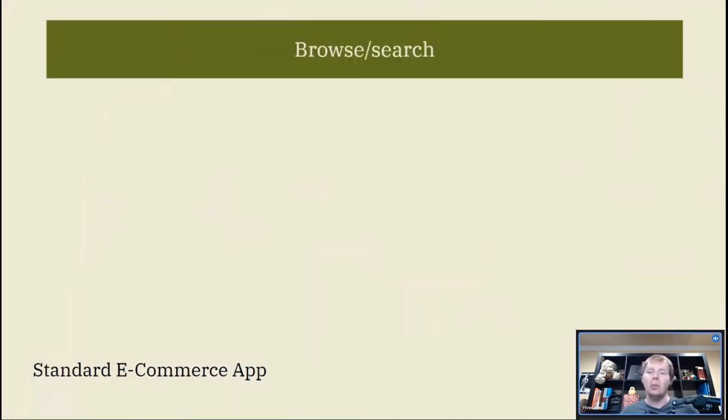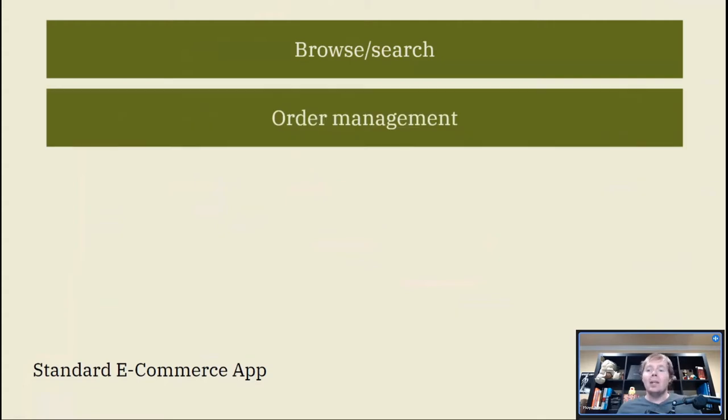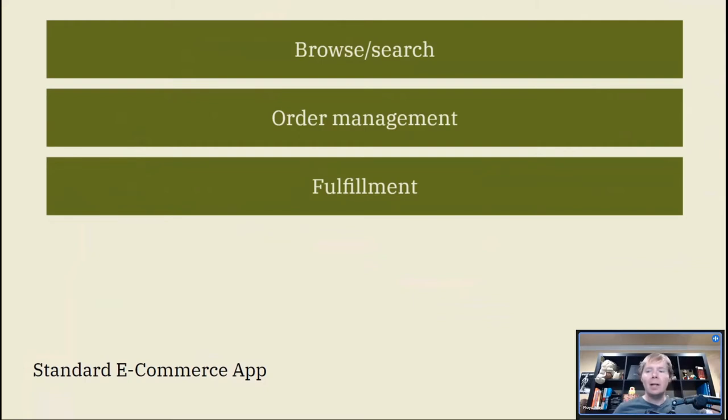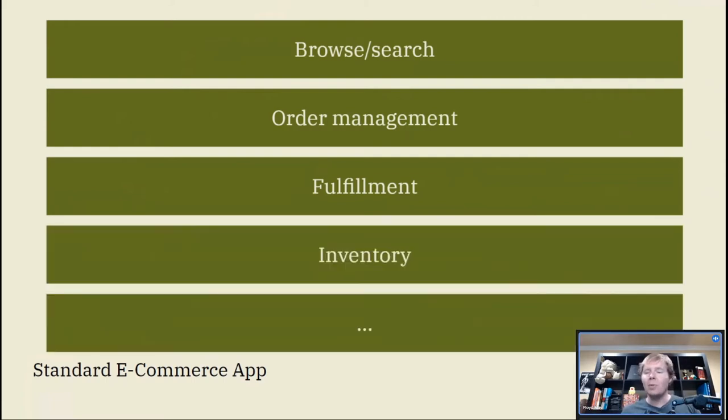So let's say we are responsible for some sort of standard e-commerce type app. You've got catalog browse, catalog search, so you're trying to find the product that you want to eventually buy. Got some order management. We're going to add some stuff to the cart, check out, do our payment information, pick what kind of shipping, pick where we're going to ship it. We've got some fulfillment, people working at a warehouse, picking stuff off of shelves, packing it up into boxes, sending it on to the customers. Inventory management, making sure that we've got all the stuff that we're supposed to have in the right amount so that we can keep up with the demand, and so on.